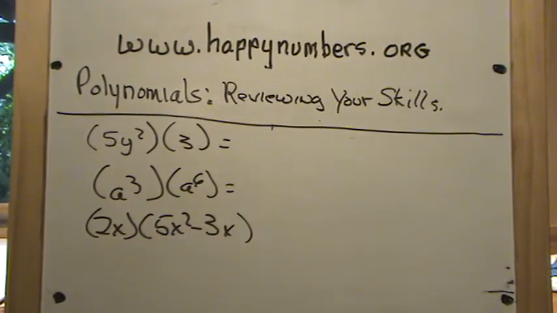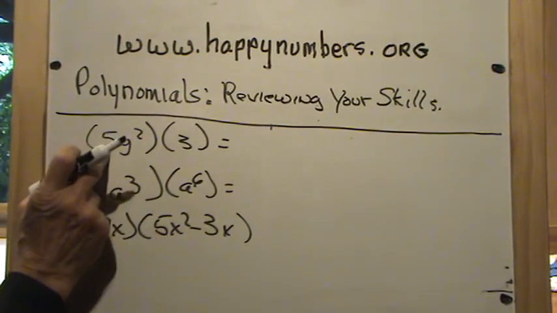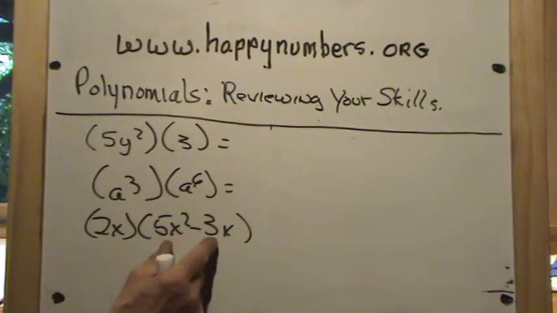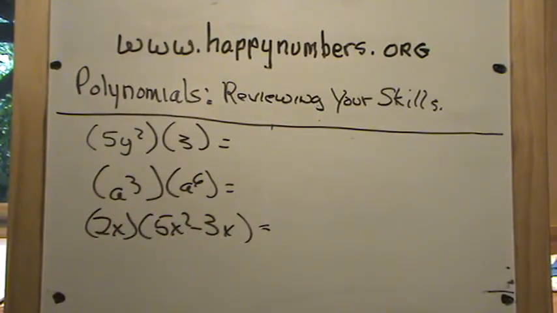So let's have you work those first three problems. This is just a monomial by a monomial. This is a monomial and a monomial. This is a monomial times a binomial. Okay, we'll work those and then turn it back on again, and then we'll go over the answers.